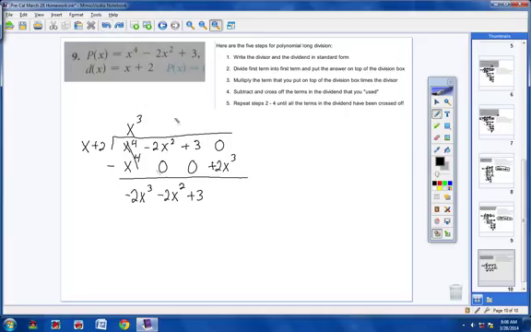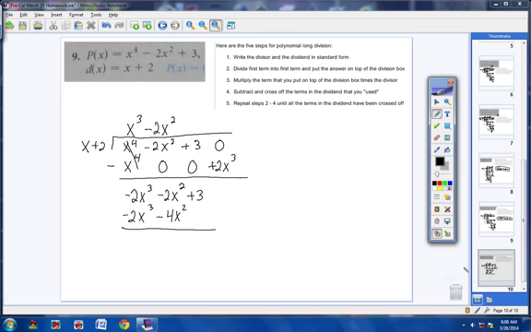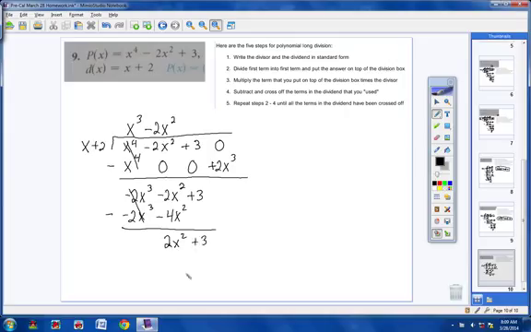Now, x would go into negative 2x cubed, negative 2x squared times. Let's do your multiplication. You would get negative 2x cubed, and you would get negative 4x squared. Let's subtract. And if we subtract correctly, negative 2 minus a negative 2, those cancel. Negative 2 minus a negative 4, that's a positive 4. That gives you 2x squared. And then bring down your positive 3. And now here we go.